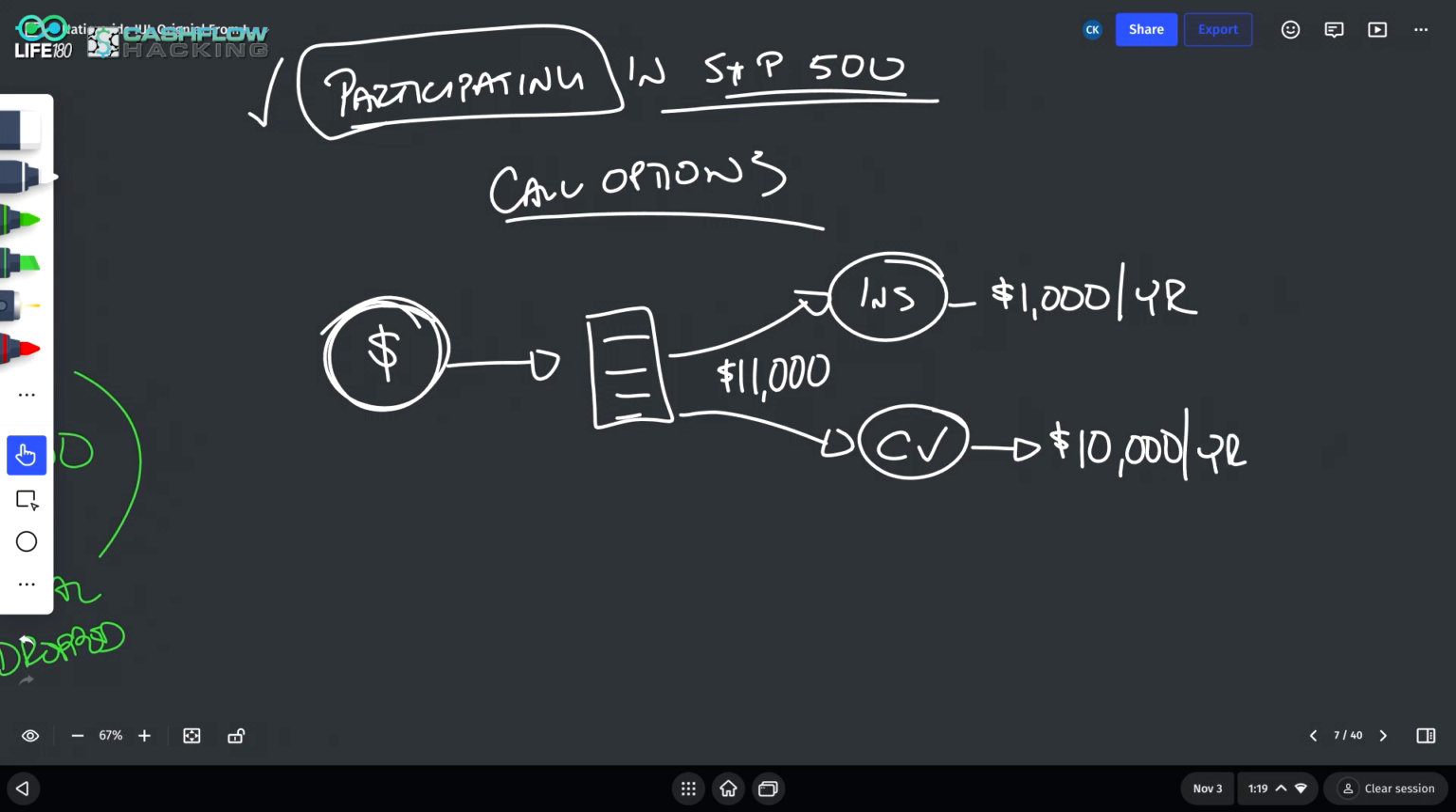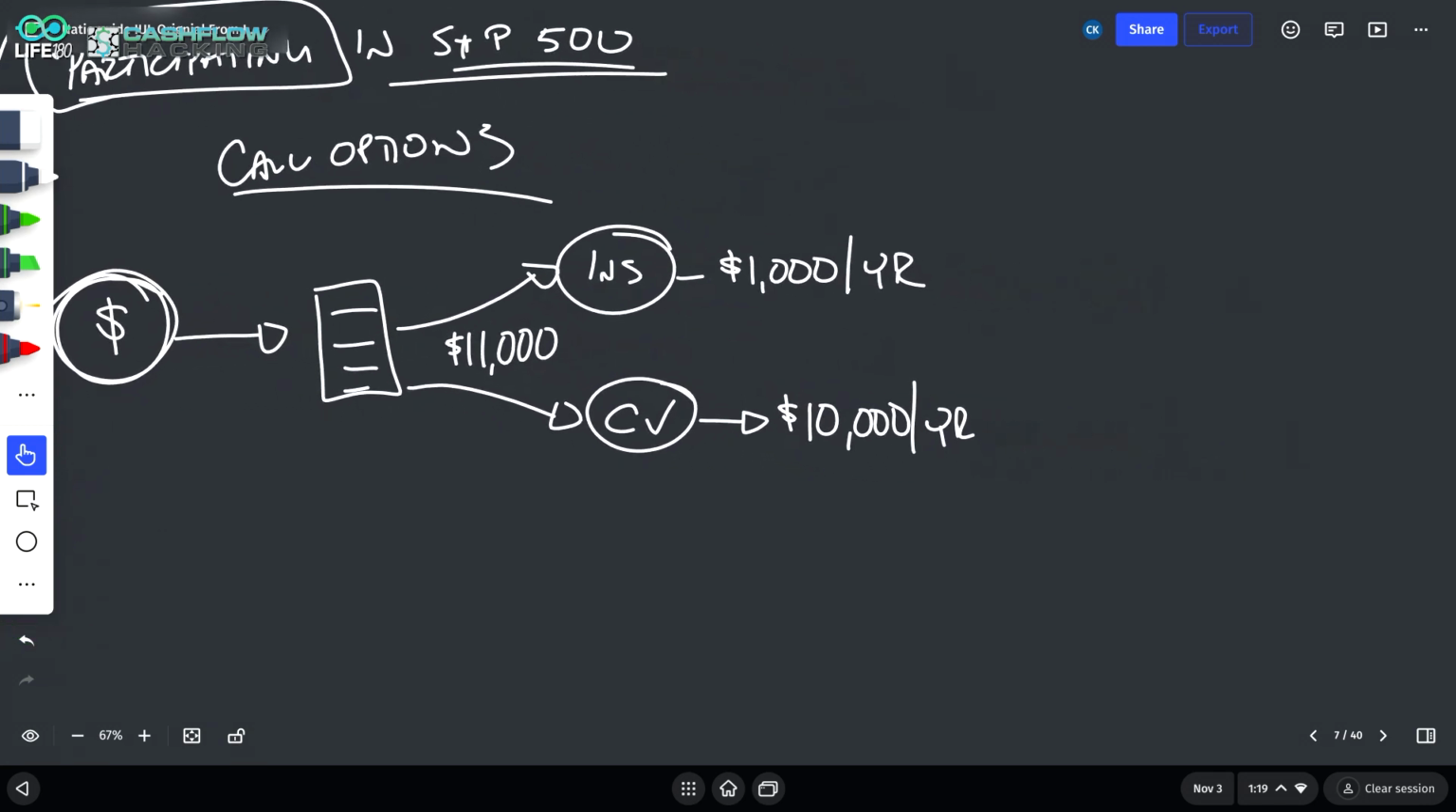So this seems really good, right? On an illustration, this would look really attractive. But the thing is, here's how you actually participate in the index. This $10,000 is going to go, and you're going to get a return.